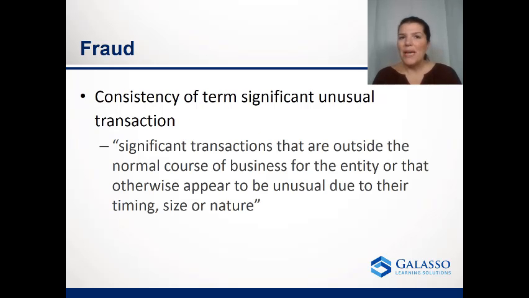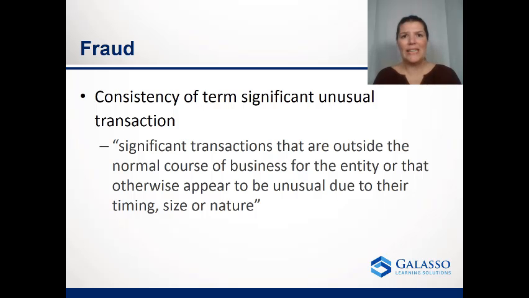In addition, when we talk about those significant unusual transactions, AUC 240, which is the standard on fraud, was impacted. They really want to look at the consistency of the term significant unusual transaction, because today that's not consistently used. We actually have a term, significant transactions that are outside the normal course of business that otherwise appear to be unusual. However, the part that says "that otherwise appear to be unusual" is not always included. So there's a lack of consistency in what we have today, and they were looking to see maybe we should start to converge with the PCAOB, which is significant unusual transaction.